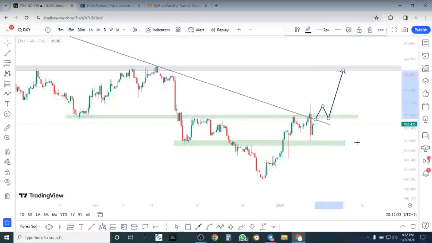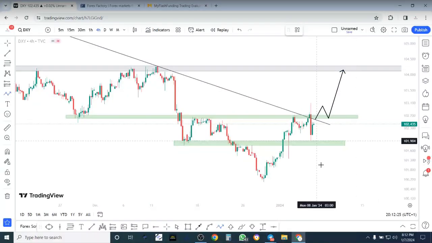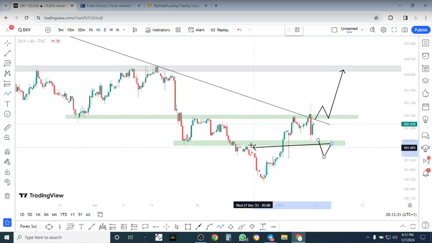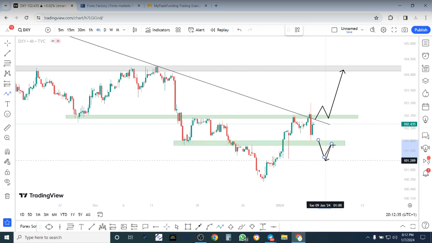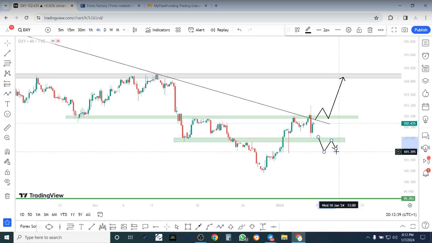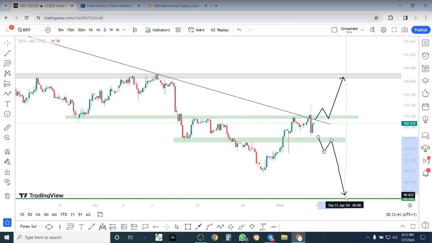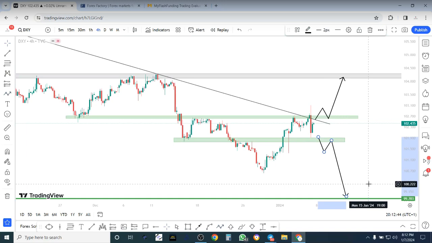Then the second scenario will be for price. If price is committed to continue lower, then I would like to see a break below this zone that has been tested multiple times here and here, right? A break below, a pullback, a solid rejection, then I'll be expecting continuous weakness, that is on DXY. I hope that makes sense.